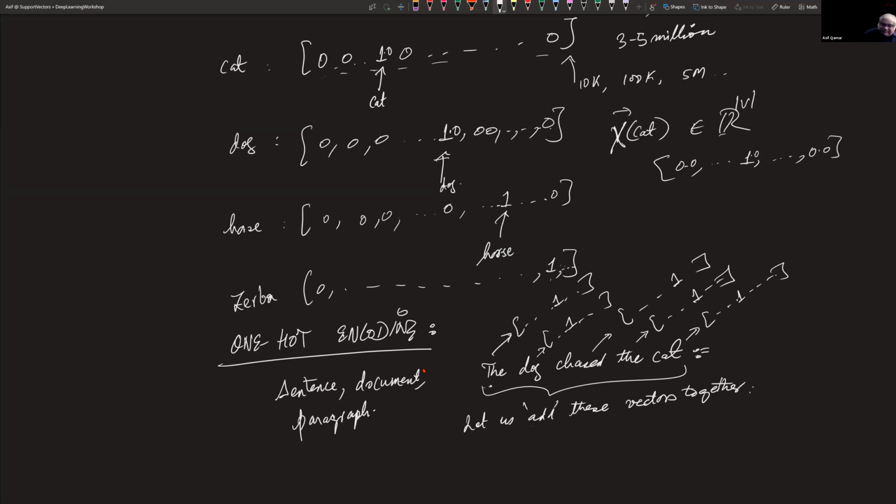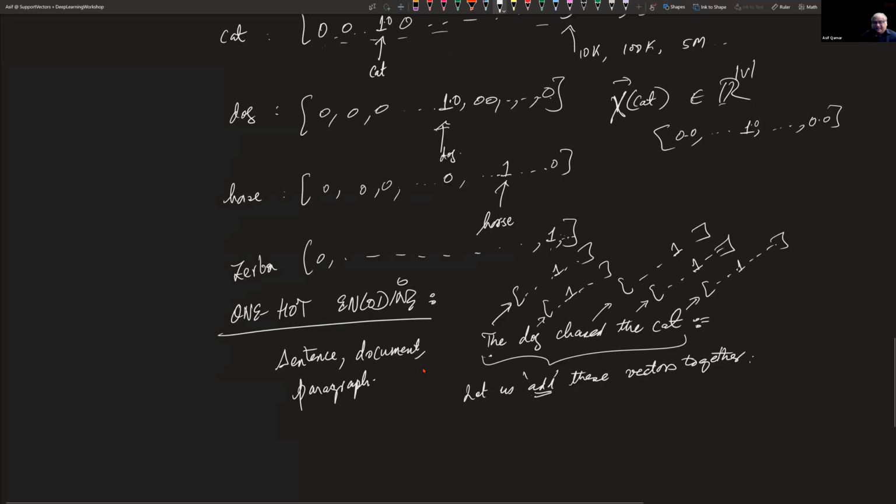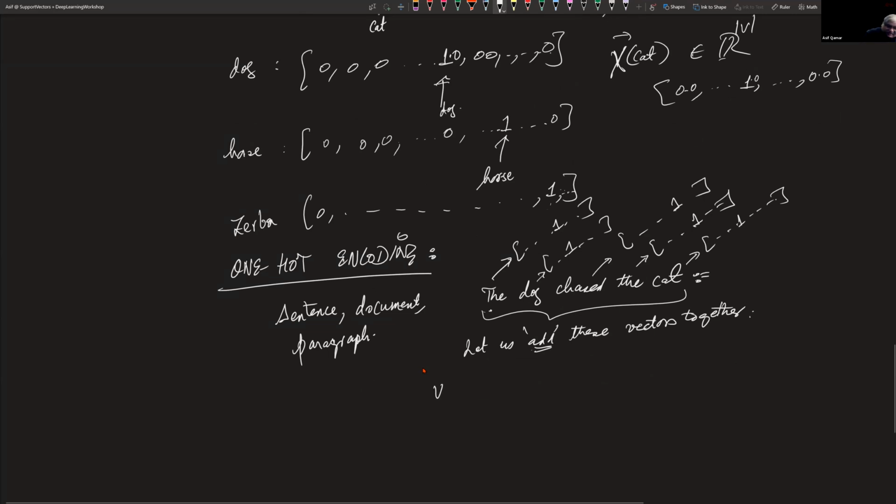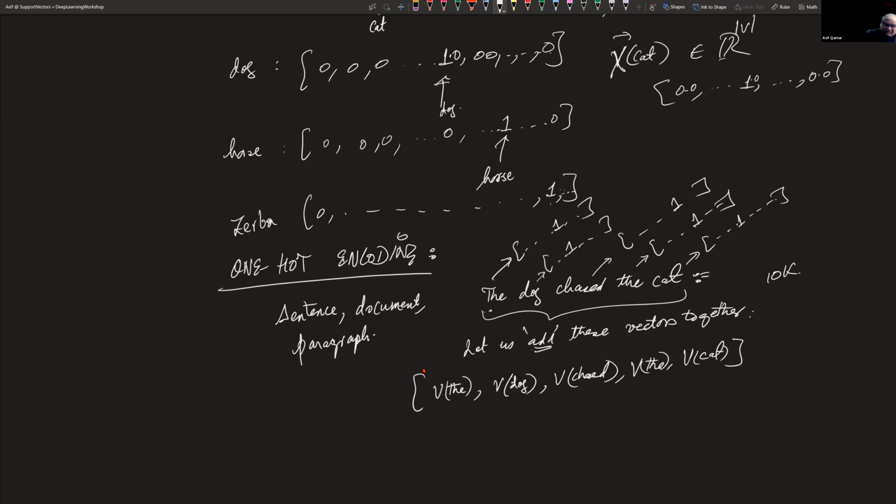Now, what does add mean? Add can mean one of two things. One is I can concatenate these vectors. So I can take the vector for the, I can create a bigger vector, the vector for dog, the vector for chased, the vector again for the, and the vector now for cat. And so what happens is, suppose the size of this vector was 10K, and now I ended up with 10K, 10K, 10K, 10K, 10K. And so you end up with a 1, 2, 3, 4, 5, 50K vector.